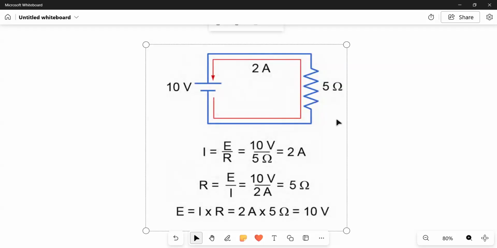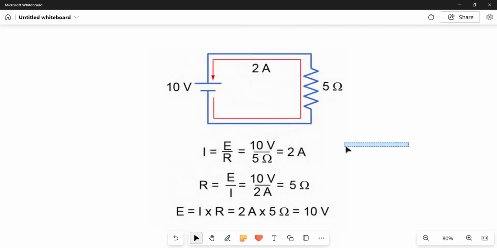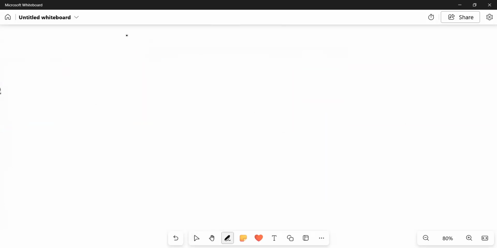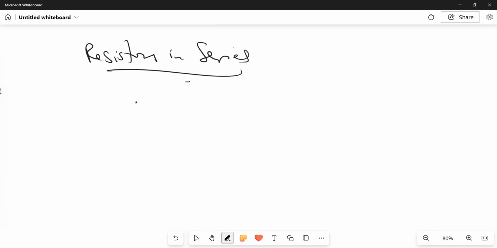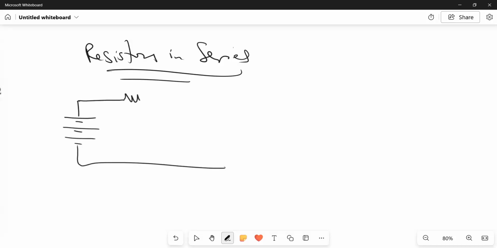Good. Let's talk a little more about electric circuits, and we're talking about DC circuits where you have resistors in series. So you have a power source, and what you could have is several resistors.